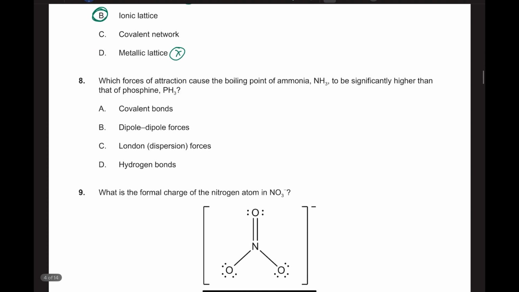Now the next one: which main force of attraction causes the boiling point of ammonia, NH3, to be significantly higher than that of phosphine? So phosphine is a polar compound, right? So the main intermolecular force of attraction in phosphine is dipole-dipole interaction.